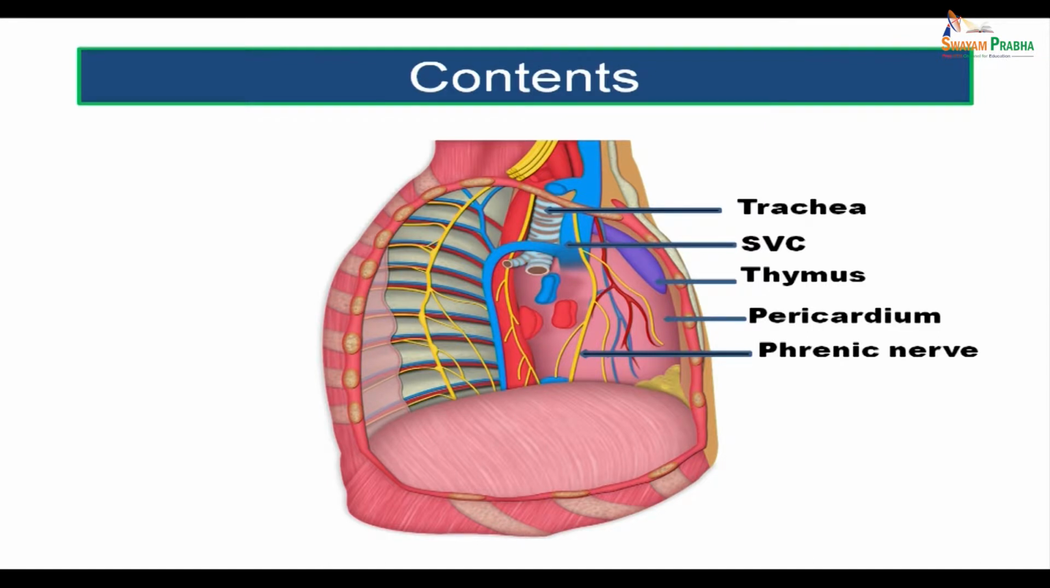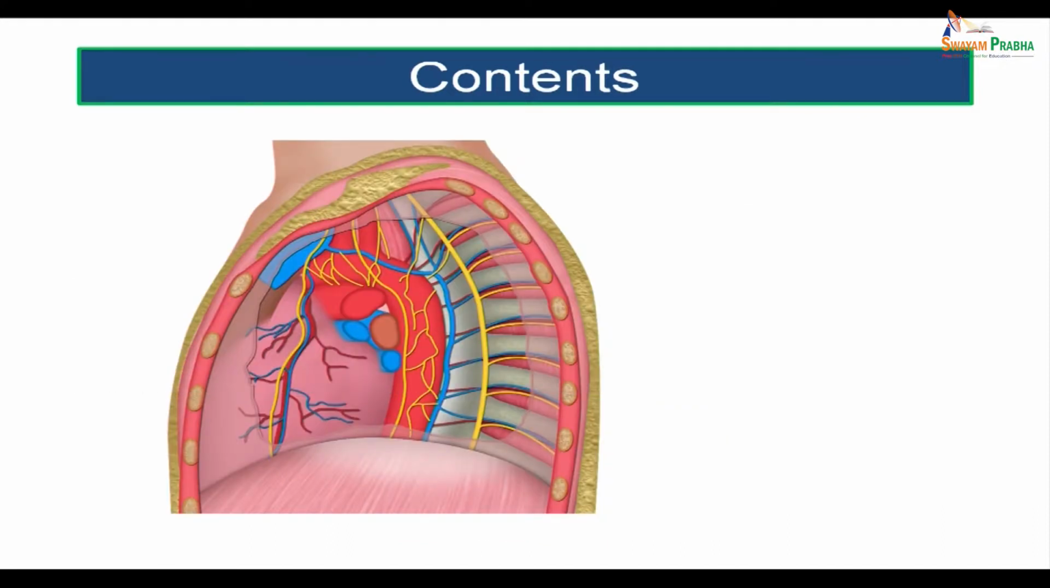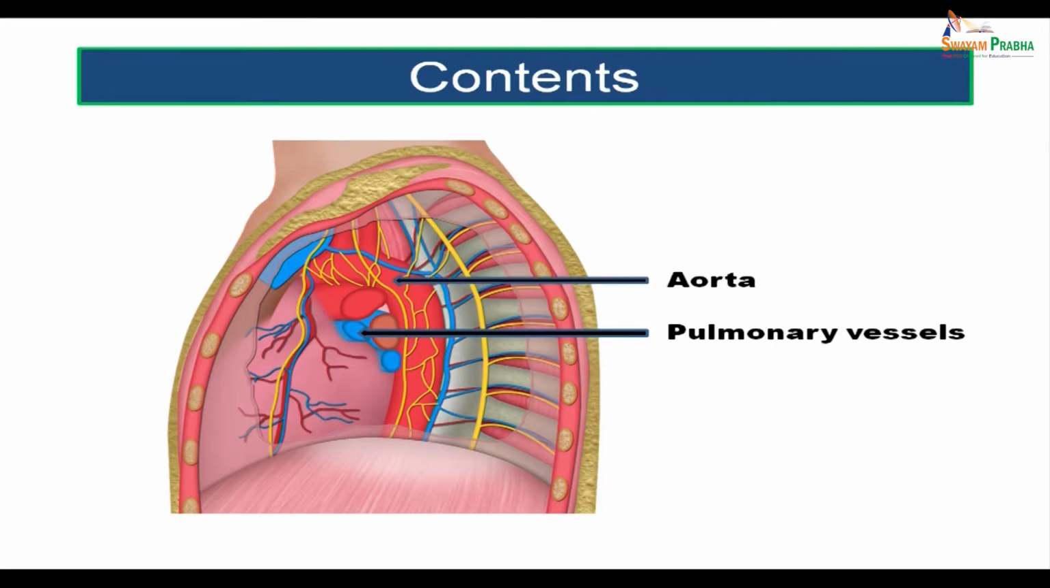Prevertebral contents are the trachea, esophagus which is accompanied by the two vagus nerves, the azygos venous system, and the sympathetic trunk and its branches. You can also appreciate here the descending thoracic aorta and the pulmonary vessels. They are also part of the mediastinum.